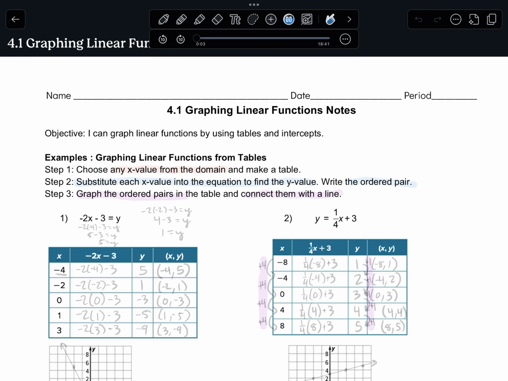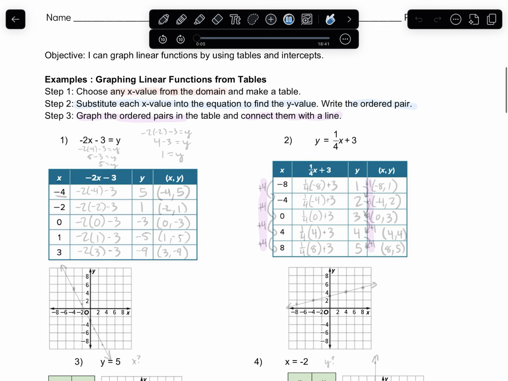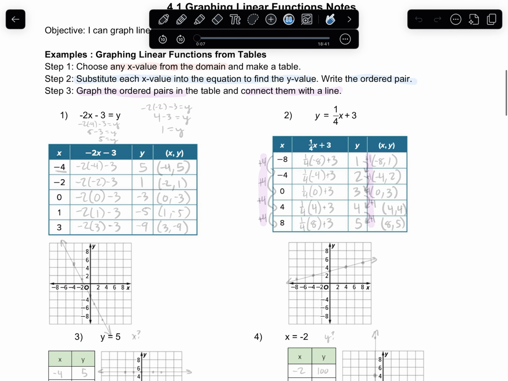Hi class, let's go ahead and begin the 4.1 lesson where we're just graphing linear functions. So today, that's all we're doing. We're graphing linear functions using tables, finding intercepts, then we graph them, and things like that. So step 1 says we need to choose any x value from the domain and make a table.